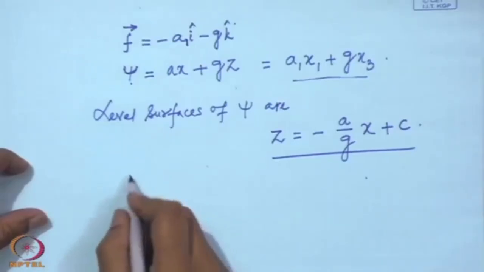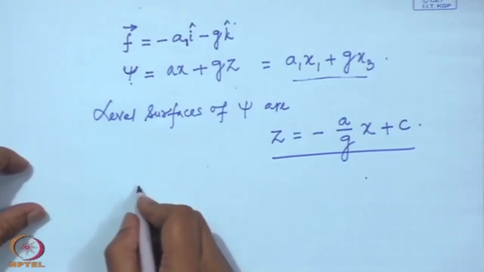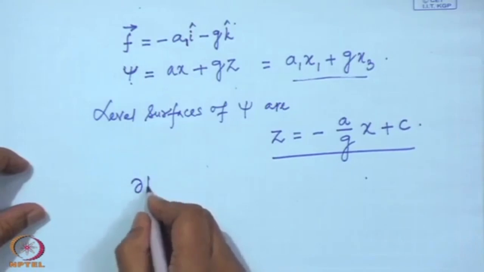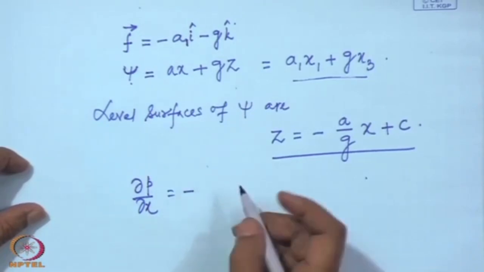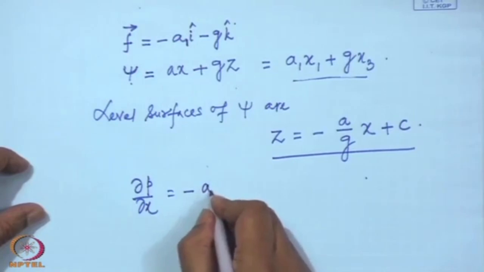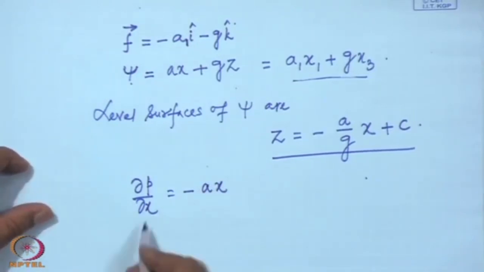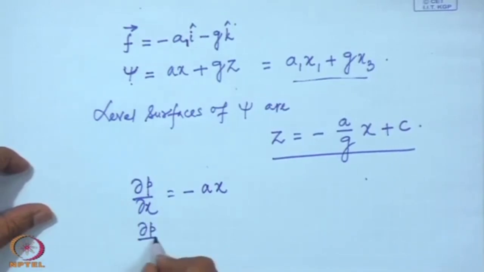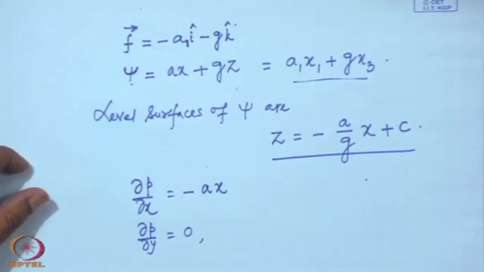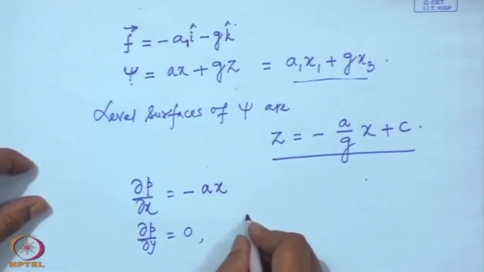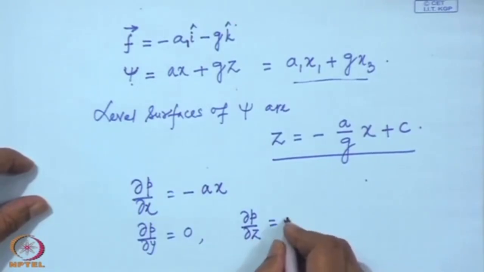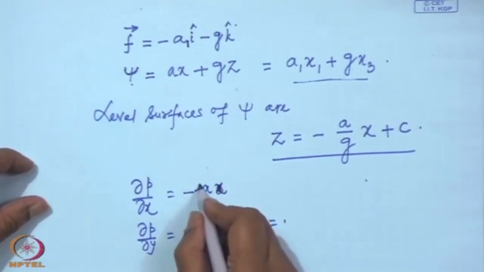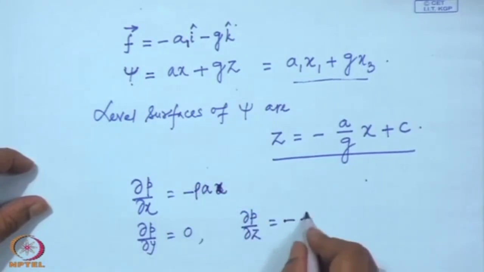Then, what are the equations we have now? For pressure, dp/dx equal to minus, I was writing a 1, but somehow it has become a, let us write it a only, minus a rho, yes, not minus a x, minus a rho. dp/dy equal to 0, there is no force in the y direction. And dp/dz is minus rho g.